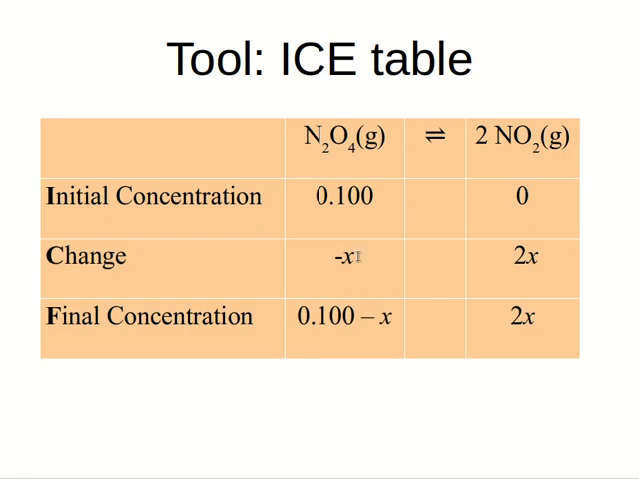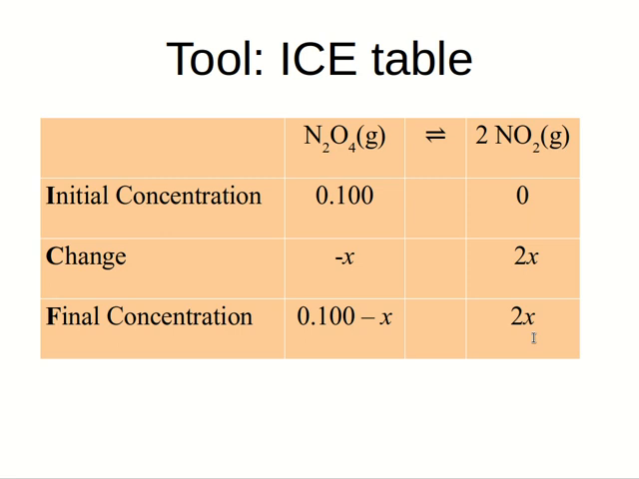Okay, completed that one. Which means I can now compute my final concentration, and that's a piece of cake because I just have to sum up the initial plus the change. Initial plus the change is negative x, initial plus negative x is that. And then here initial is 0 plus the change, 0 plus 2x is 2x. So I have my final concentrations now.